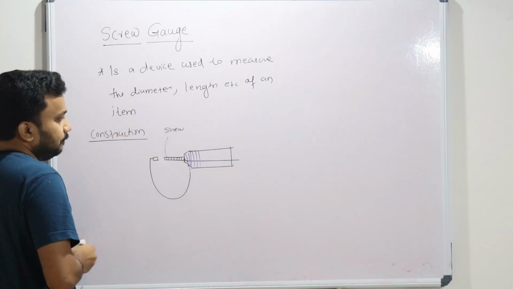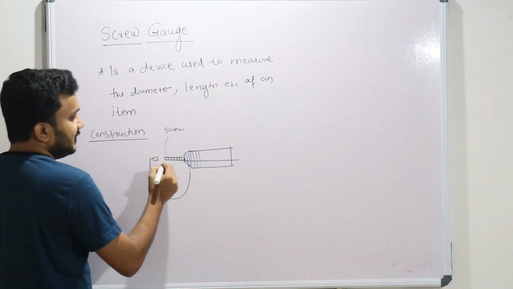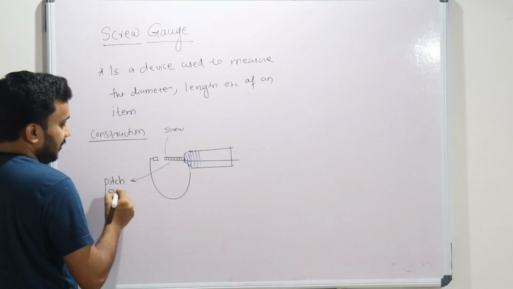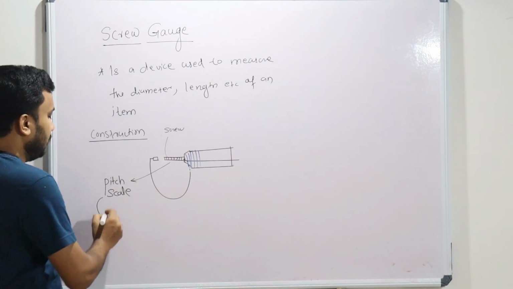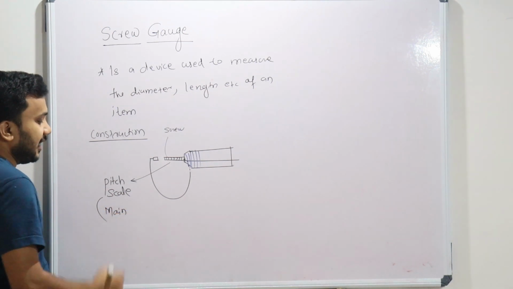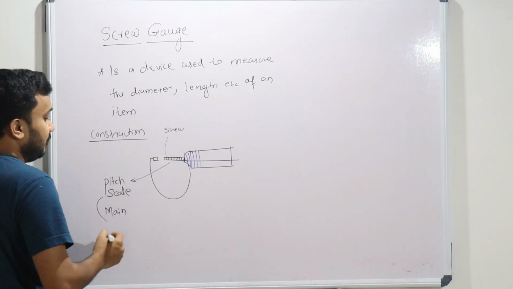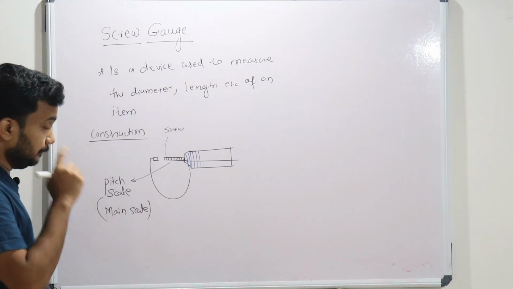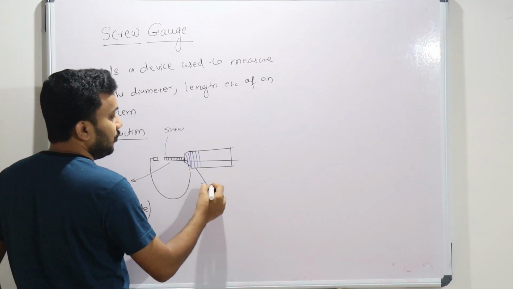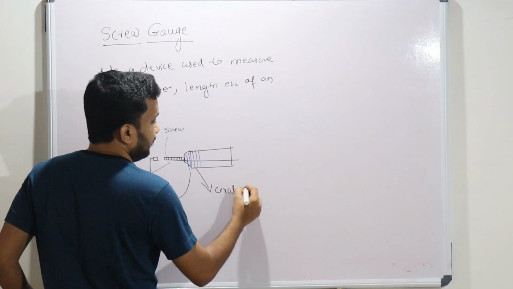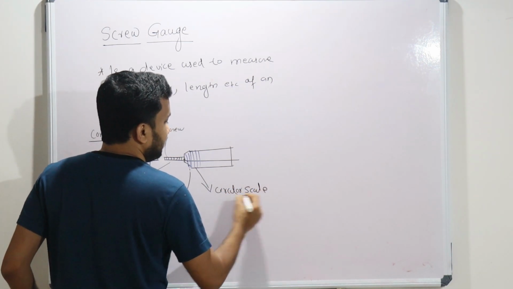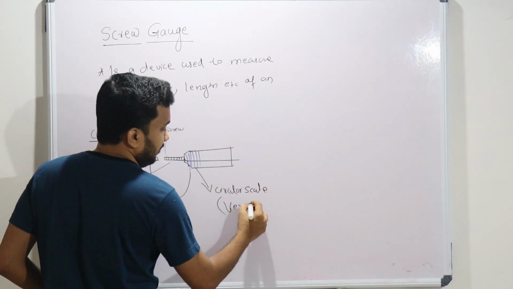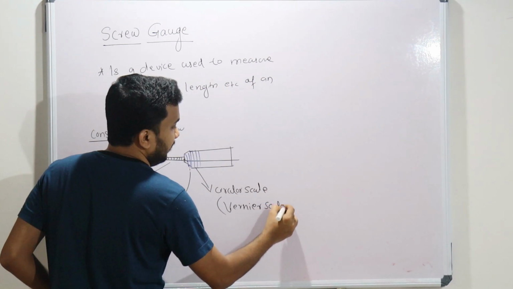So this is like a screw, and here one scale will be there, and this scale is called the pitch scale. Okay, the name is important. This is called the pitch scale. This is similar to our main scale. Whatever I am writing in the bracket is similar to what we have learned in the vernier scale. So this is similar to our main scale in vernier caliper. And we have something called a circular scale. The circular scale is similar to our vernier scale in vernier caliper.